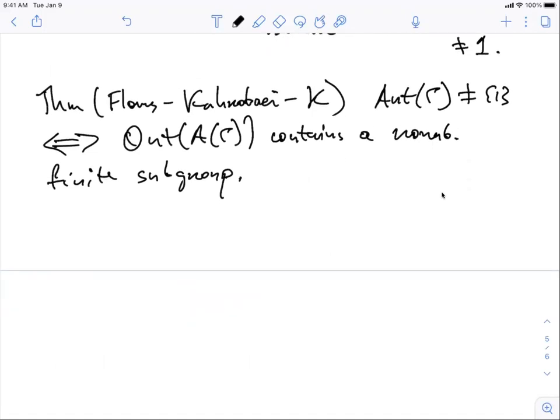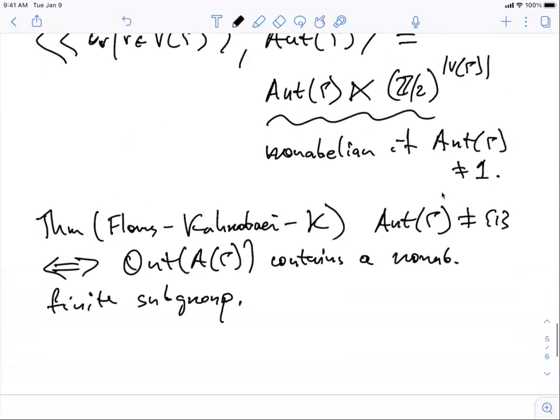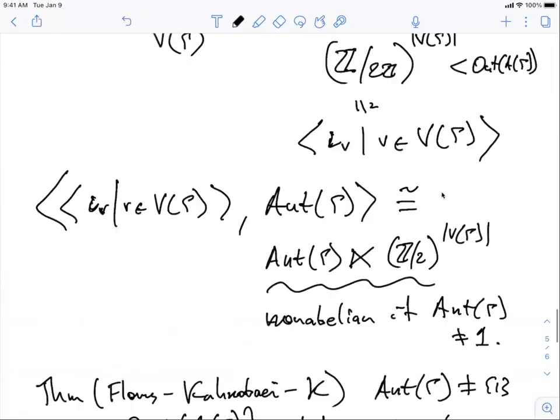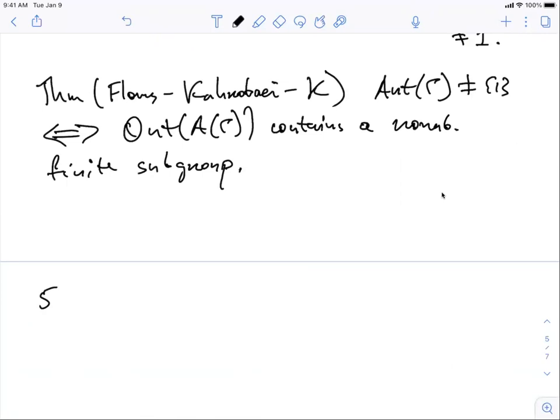group. So let me talk about some examples of NP complete problems and the relationship to right-angled Artin groups. Okay. Number 5. Graph coloring.